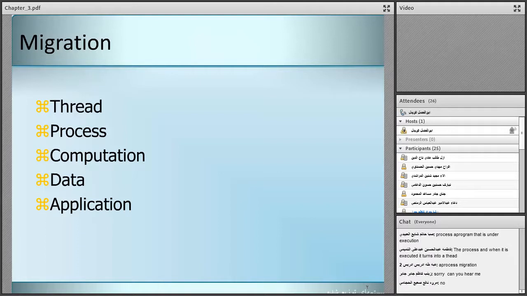So, we want to talk about process migration, but firstly, we must know what is process and thread. Assume that you are writing a program with C or C++. This is your code. When you execute and run your code, it would be a process. So process is a program that is under execution.